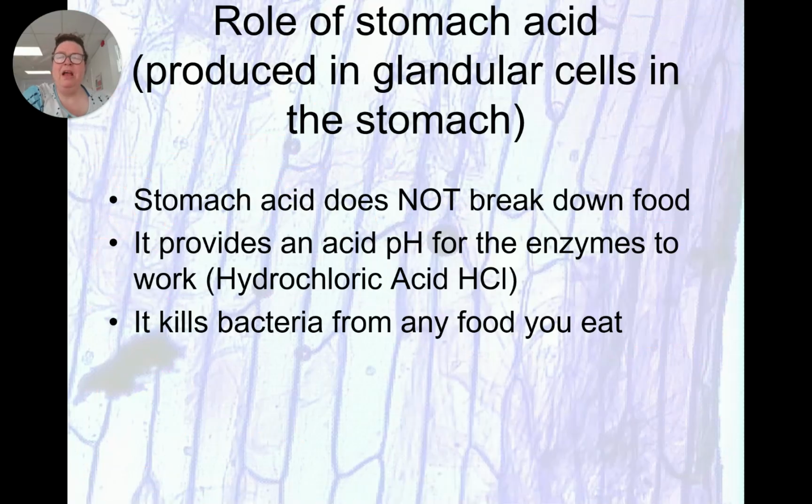Okay, so I said we talk about stomach acid. So stomach acid is produced in the stomach, weirdly. It is hydrochloric acid, HCl, and sometimes you get asked that, so make sure you know it's hydrochloric acid. This hydrochloric acid is around pH 2. It's very acidic. And it's produced in these glandular cells in the stomach. Now your stomach has a coating, so that acid shouldn't damage the inside of your stomach.